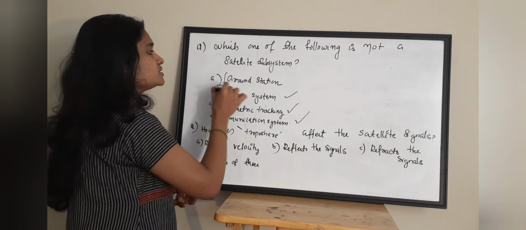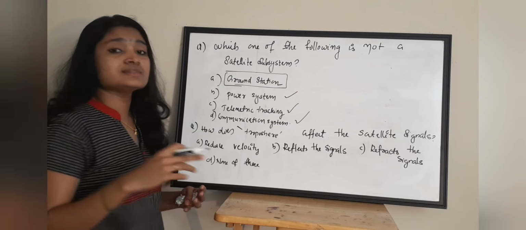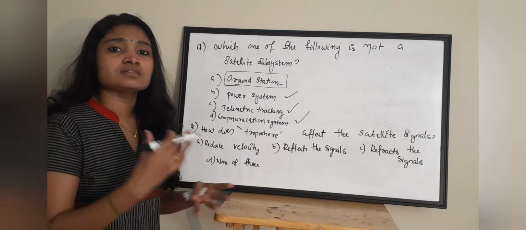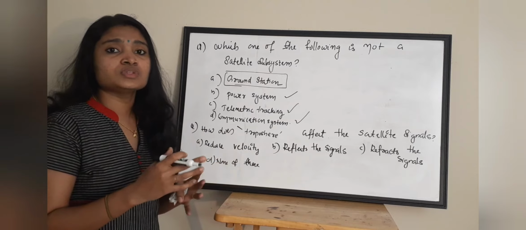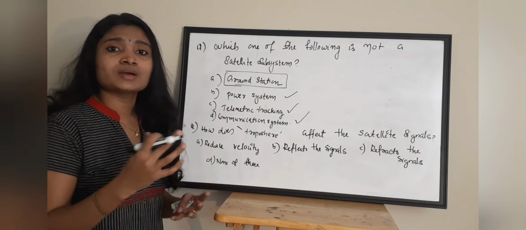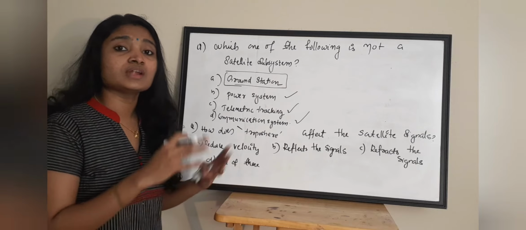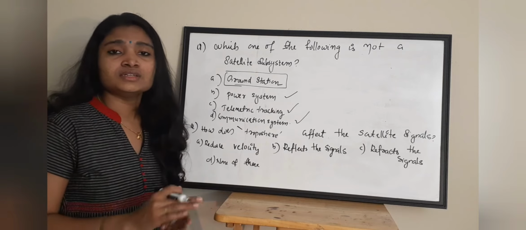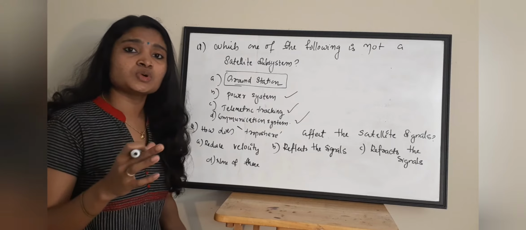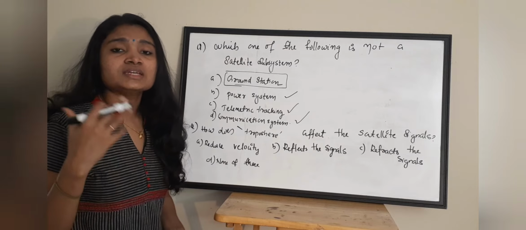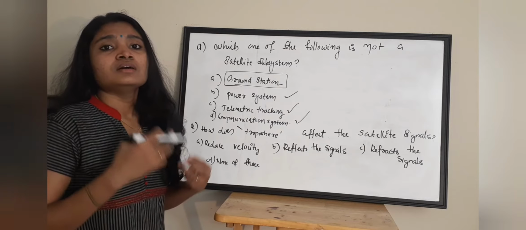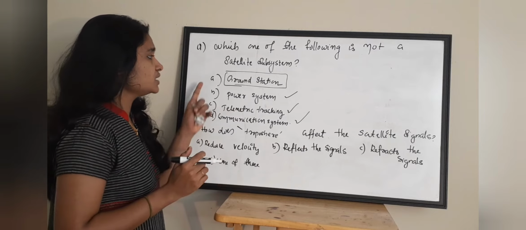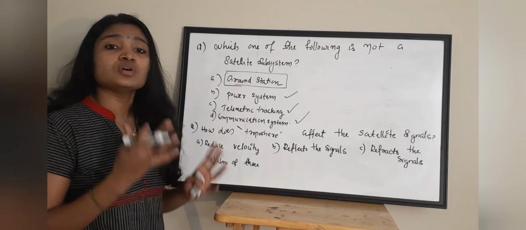So these all are part of the satellite subsystems. Now, what is a ground station? A ground station is not actually a satellite subsystem. It consists of a transponder which is used for transmitting and receiving signals from and to the satellite, and also to communicate with the satellite. So for this question, your correct answer is option A, because the ground station is not actually a part of your satellite subsystem.